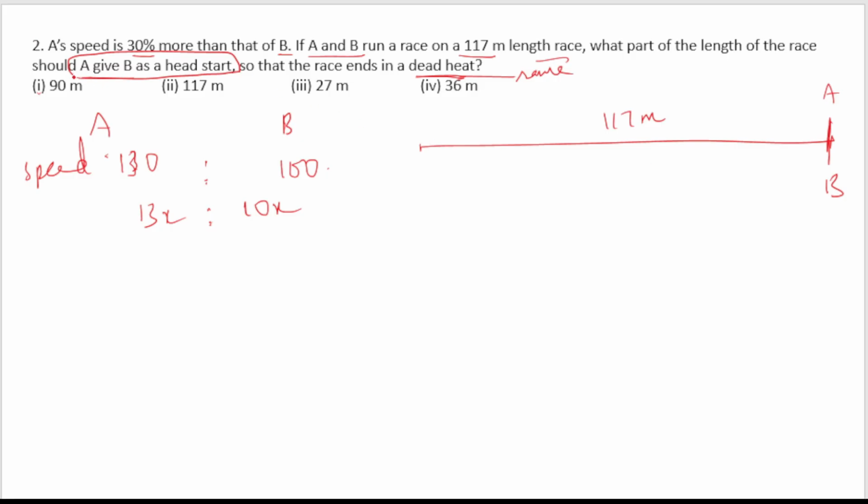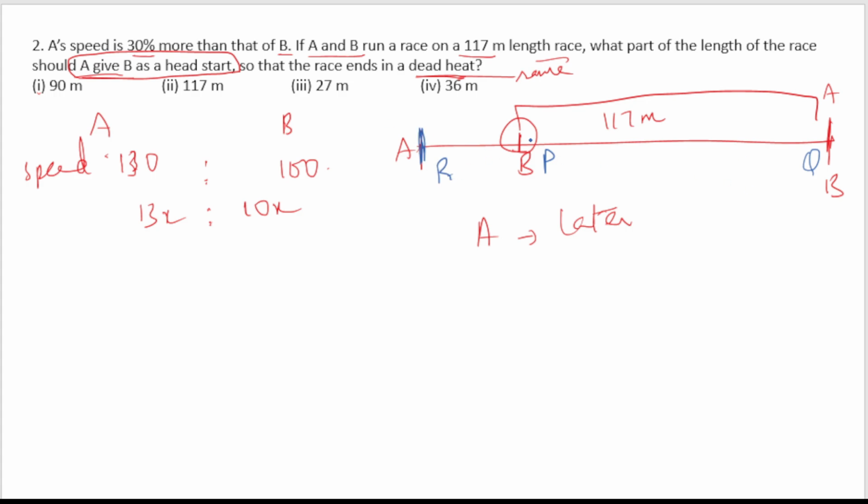See, A should give B a head start. That means A will start later. That means A and B are not starting at the same time. First B will start. When B reaches this point, then A will start. Now you have to see the time taken by B to travel from point P to Q is equal to the time taken by A to travel from R to Q.